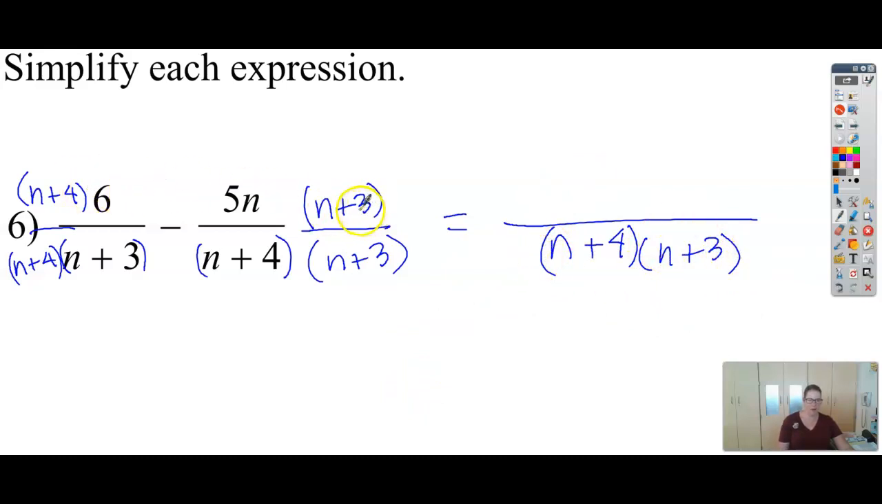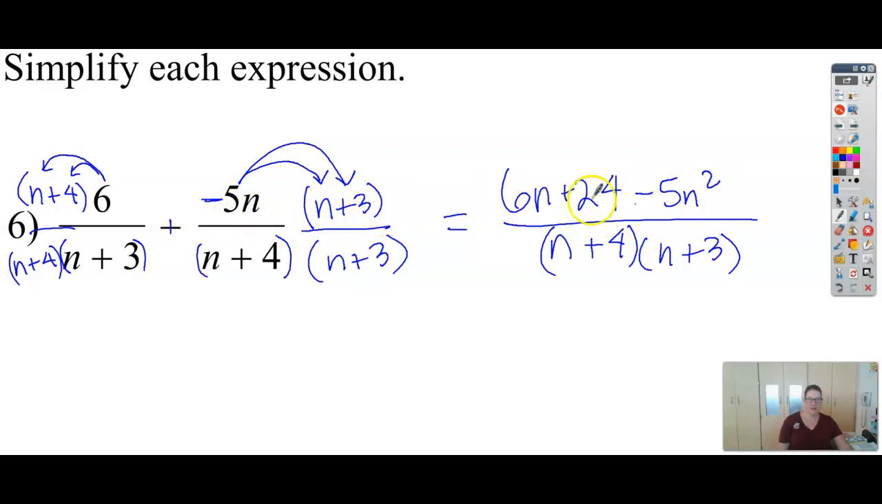Now I'm going to do the problem across the top. So this 6 needs to be distributed to both of these numbers, so that would be 6n plus 24. Now this negative right here means that this 5n is negative. So when I distribute this one in, I got to make sure I'm distributing that negative 5n. If there's a minus in here, make sure that it's being carried through to everything up here. So negative 5n times n is negative 5n squared, and negative 5n times 3 is negative 15n.